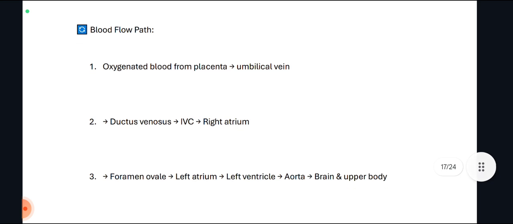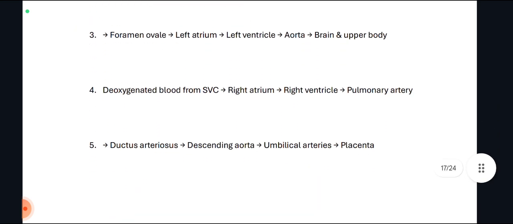Now in the blood flow path, oxygenated blood from the placenta comes to the umbilical vein, and then this umbilical vein connects to the ductus venosus. Through the ductus venosus, there is bypassing of the liver, and this enters the inferior vena cava. From the inferior vena cava, this enters the right atrium. From the right atrium, it enters through the foramen ovale to the left atrium and to the left ventricle, then to the aorta, and the aorta supplies it to the brain and upper body.